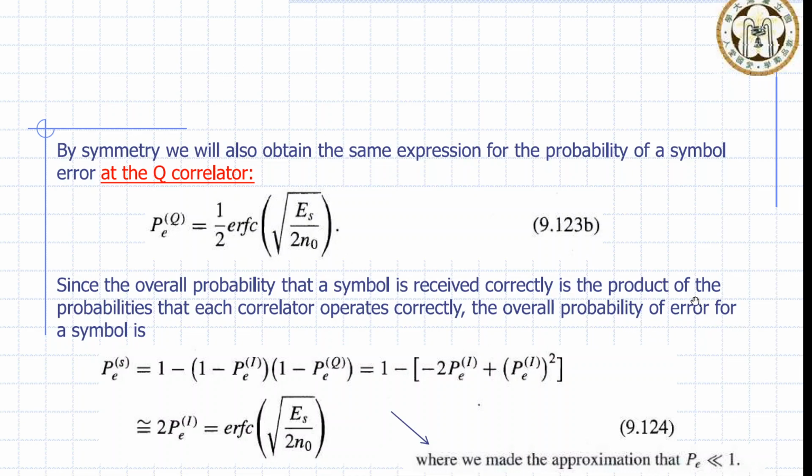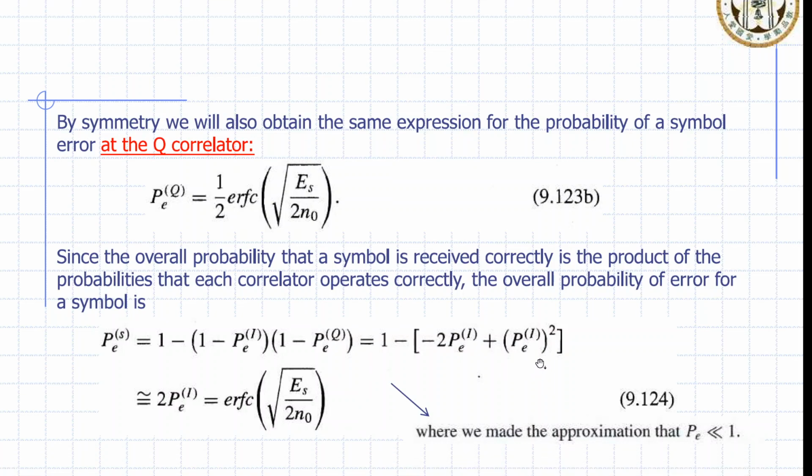So the overall probability of error for a symbol is 1 minus the probability that both I and Q are correct. That is the probability of error. PEI and PEQ are equal, so let it be PE. I can write it as 1 minus (1 minus PE) the whole square. When you expand it, the 1 and 1 cancel out, minus of minus is plus, 2 PE, both are the same, plus PE the whole square. We assume that PE is much smaller, so PE square can be neglected.